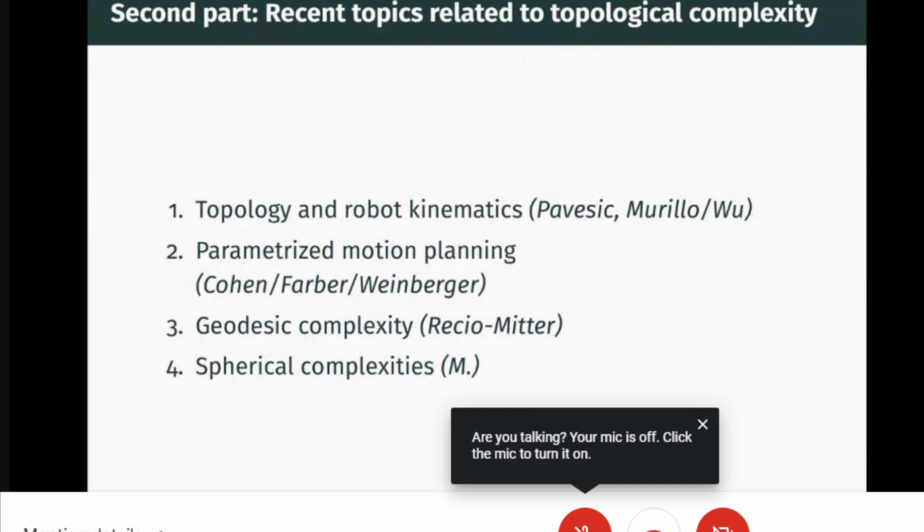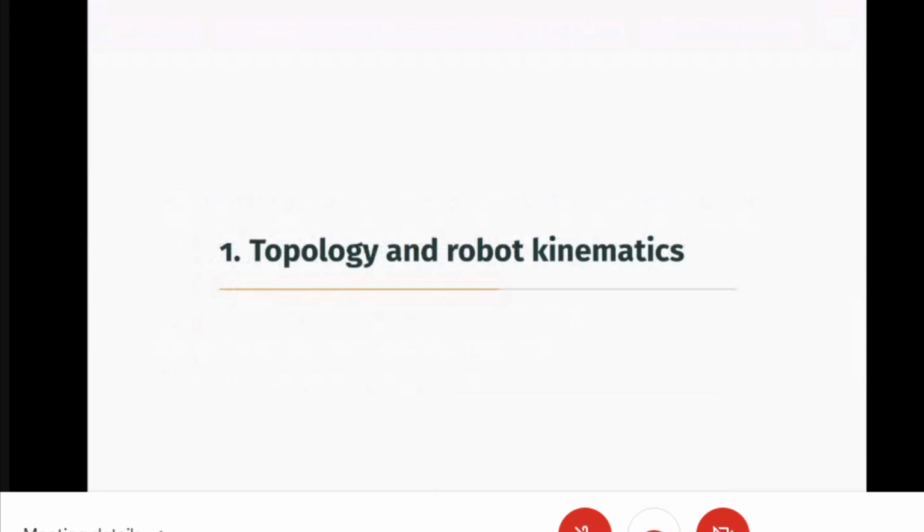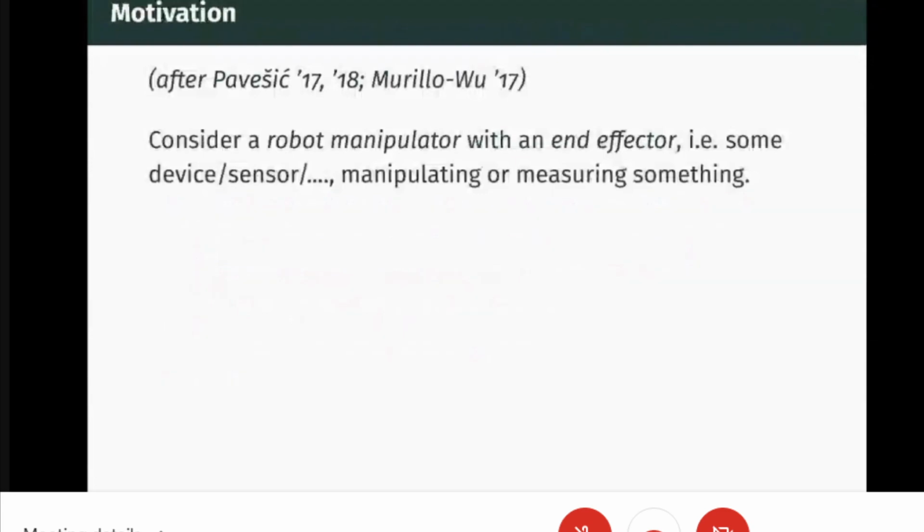Okay, I will start with a bit more robotic stuff. So the connection between topology and robot kinematics, because robot kinematics is something that's also studied a lot in engineering, and this is some formalism that this should be connected to, and there are some authors who try to establish some connection of TC with these more hands-on things in robotics. This is after works from Peter Pavicic from 2017 and 18, and there's also some work by Murillo and Wu, published in 2017 as well, which tackled a similar question with a slightly different approach. I will mention this later maybe, and I will just give an overview of the construction. There are not many results yet, but just to show how to approach things.